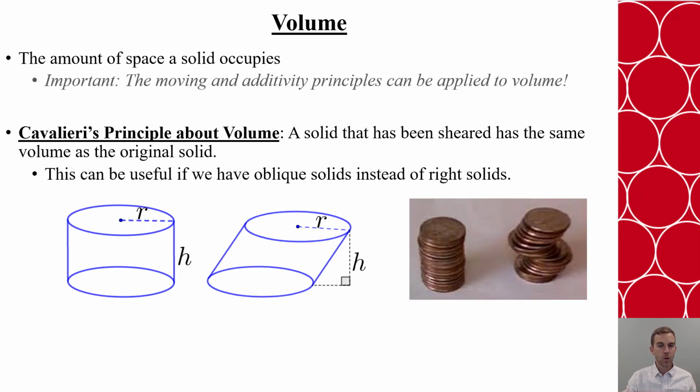A way to think about this is if we had a stack of quarters. As long as we keep the stack the same height, we can push the quarters left and right and make the column look funny, but each individual quarter has the exact same volume and they're the same height overall. Therefore, this left and right column would have the same volume for that stack.